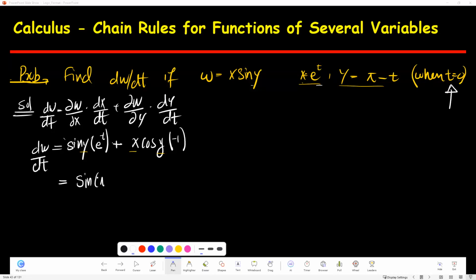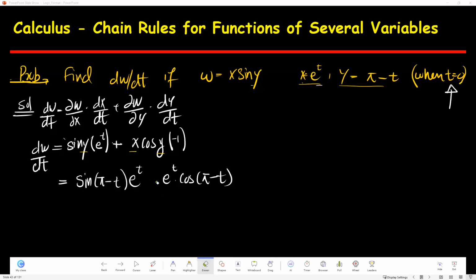Okay, sine of y, minus t, e to the t, plus, I want to get rid of the x, so it's going to be e to the t, dot cos of pi minus t, and yeah, that's pretty much what we got here. This minus sign is going to come out. So I think this should be minus here, because this minus sign is going to come out.